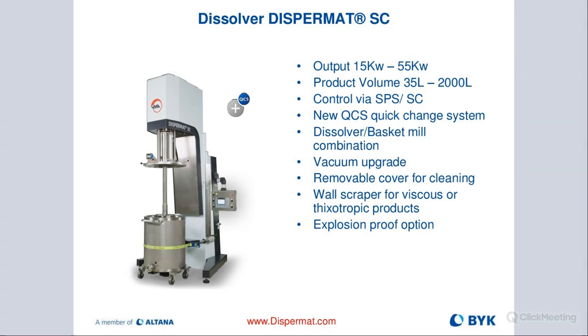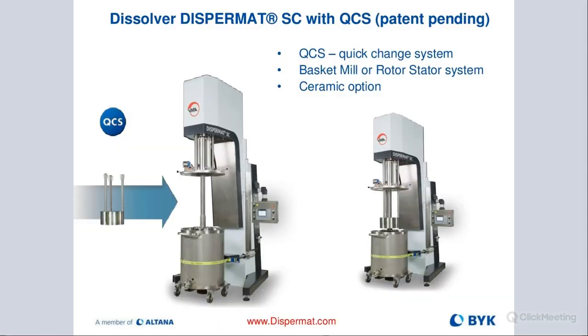Quickly, manufacturing scale disperser, just what you saw on the small lab scale and pilot. Again, fully modular with the quick change system, allowing you to also mill and disperse on one piece of equipment. Add a vacuum upgrade with these different nitrogen or argon ports, wall scraper optional, as well as explosion proof. We can go up to about 2,000 liters of product with our largest manufacturing scale unit.